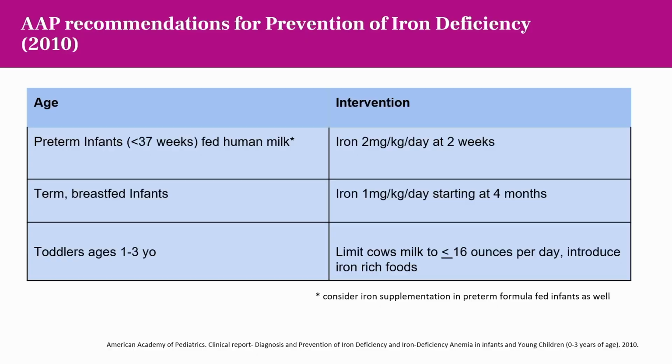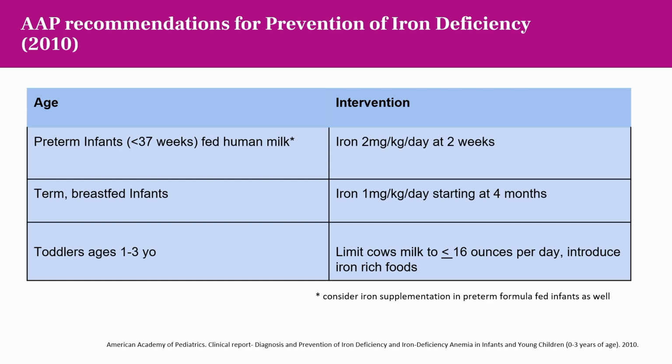So because we know the prevalence is so high and the risk factors are so well established, the American Academy of Pediatrics created recommendations for prevention of iron deficiency anemia. These were published in 2010. We actually anticipate more up-to-date guidelines coming out sometime this year. So we know that prematurity affects iron stores. So premature infants fed human milk, and there is some debate that even premature infants who are formula fed may benefit from iron. So the intervention is to start iron 2 mg per kg per day at 2 weeks of life.